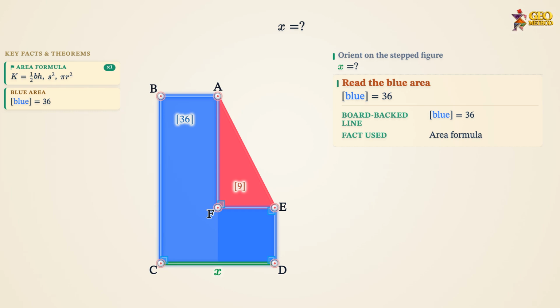The blue stepped region A, B, C, D, E, F has an area of 36 square units. That is what is left after the corner notch has been removed, so it is smaller than the full rectangle we are about to build.